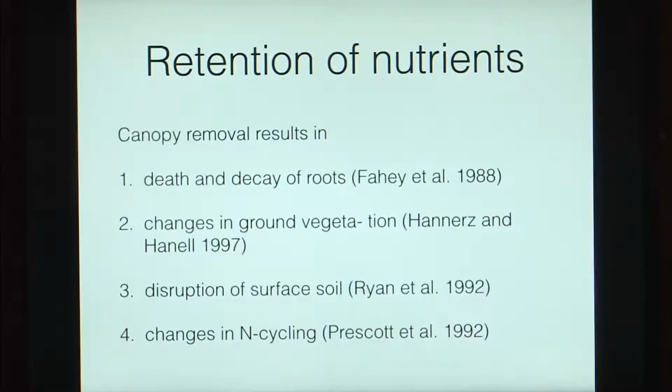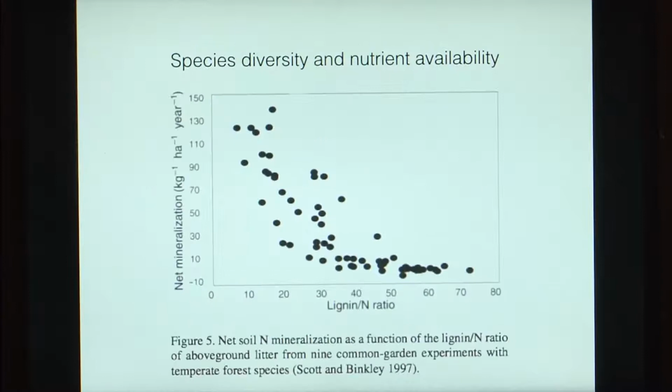Also when you have removed this canopy, all the nutrients that are there in the topsoil will further get leached down. It also results in changes in nitrogen cycling. So this is one curve from a paper which shows us the net soil nitrogen mineralization as a function of lignin by nitrogen ratio of aboveground litter from 9 common garden experiments with temperate forest species.